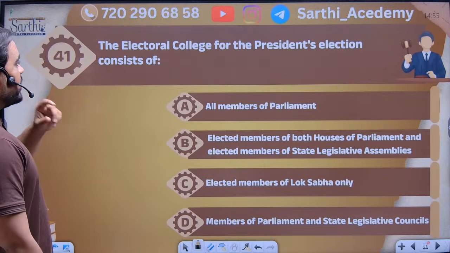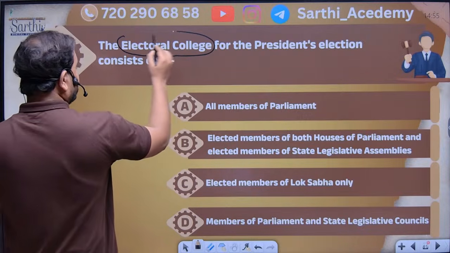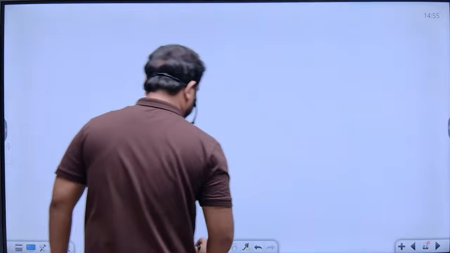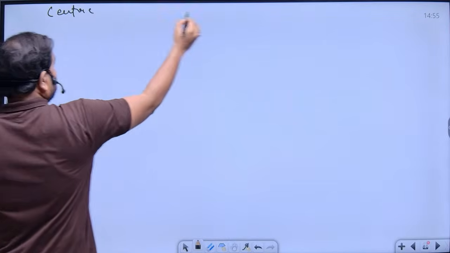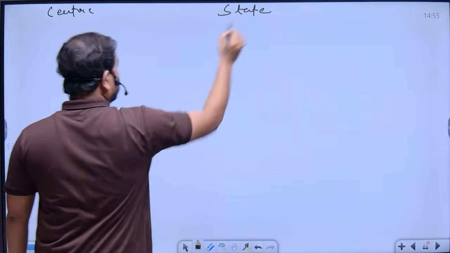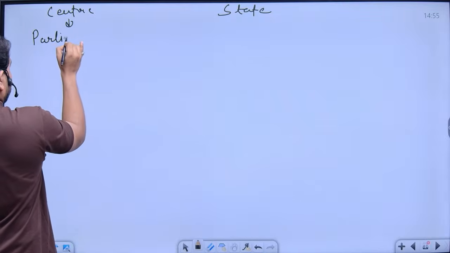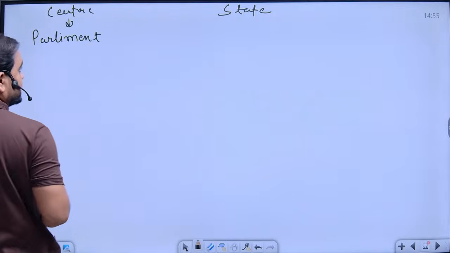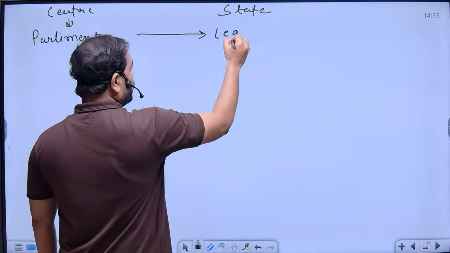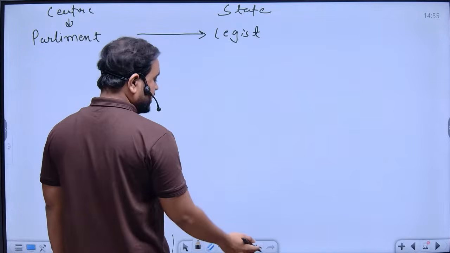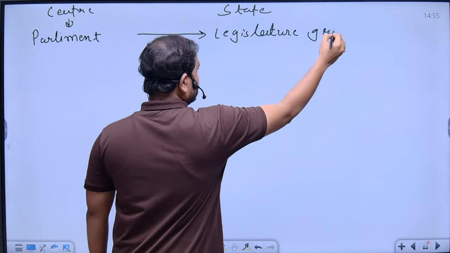The electoral college for the president's election consists of, the electoral college for the president's election that has come. So this is center, this is state, center and state. In center, who is to be considered as a legislature? Parliament is to be considered as a legislature. Who is considered legislature of state? Legislature group. It is called Vidhan Mandal in Gujarati. Legislature group. Okay, legislature group.